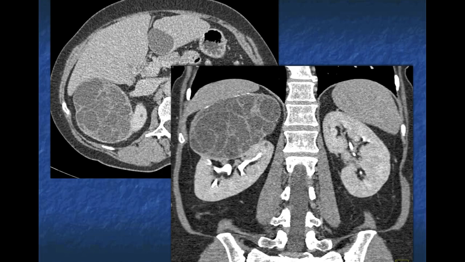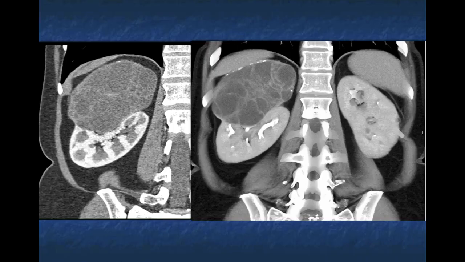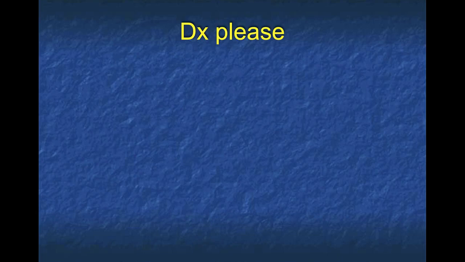And here it is, you see the septations well on the excretory phase also. It almost looks like hydatid cysts with multiple daughter cysts. Hydatid cysts of the kidney do occur, but not without liver disease, and usually you see coarser calcification. So what are we trying to come up with here?